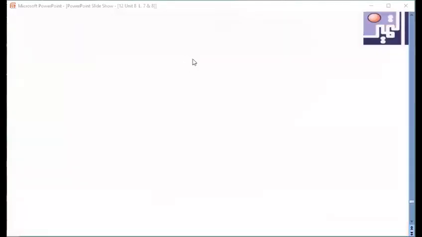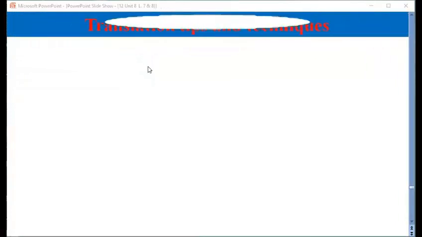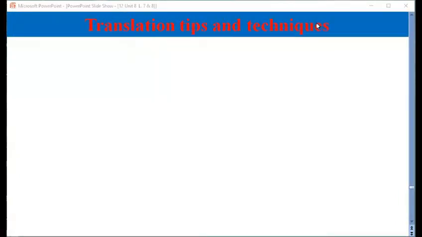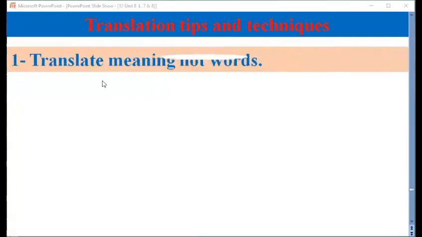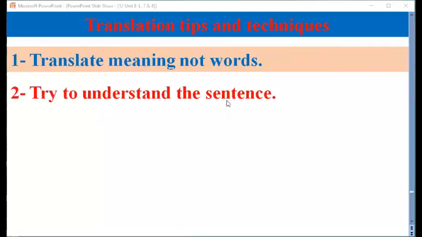After that, dear students, let's go to see something else in Unit 8, which is translation: translating from Arabic into English. It's very easy. And as I told you before, we have some steps, some tips and techniques that will help you a lot when translating from Arabic into English. Translation tips and techniques. The first one, dear students: you have to translate meaning, not words. Take care of the meaning. Try to understand the sentence carefully in order to translate it well.